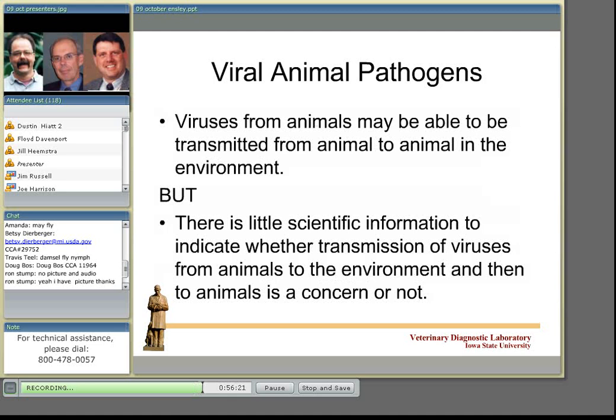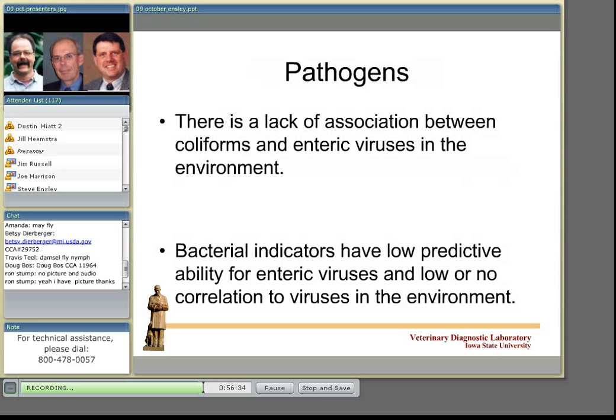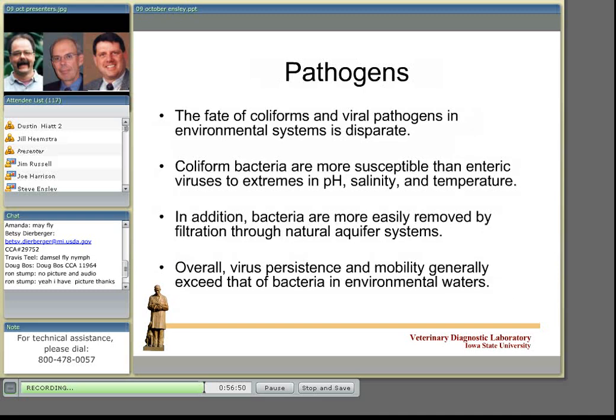And bacterial indicators like coliforms aren't a useful predictor of viral pathogens. In fact, there's a lack of association between the coliforms and the viruses that we found in our study. The coliforms that we looked at had low predictive ability for any enteric virus and little correlation to any virus in the environment.